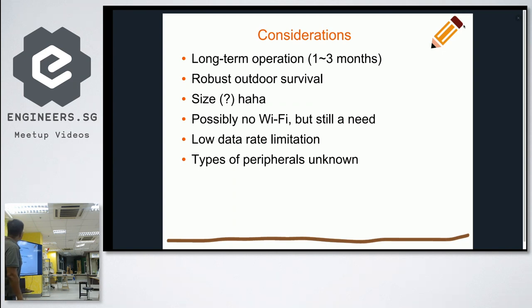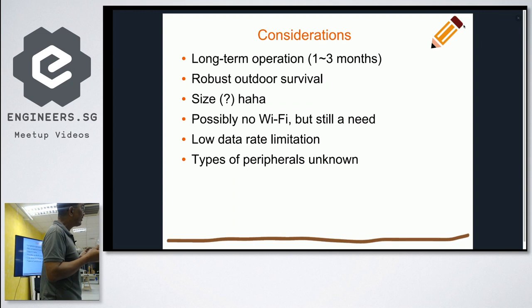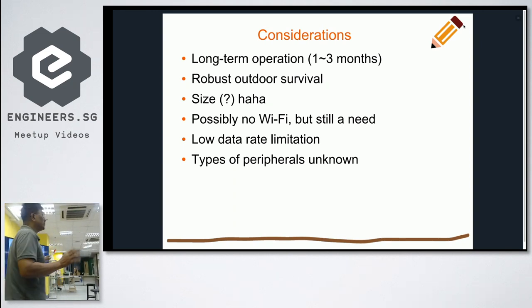Although we don't have Wi-Fi out there, they don't route fiber or ADSL down there, there is still a need for configuration in our development. So we still need Wi-Fi within this design. We have to be careful of how much data we are trying to read, so we have to be aware of the low data rate limitation. Thankfully, NB-IoT's maximum data rate is 250 kilobits per second. So that's not too bad. We just can't do webcams or videos.